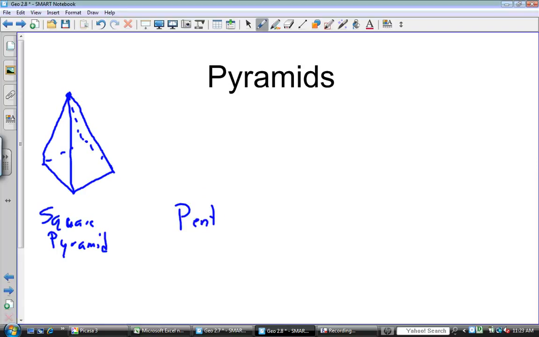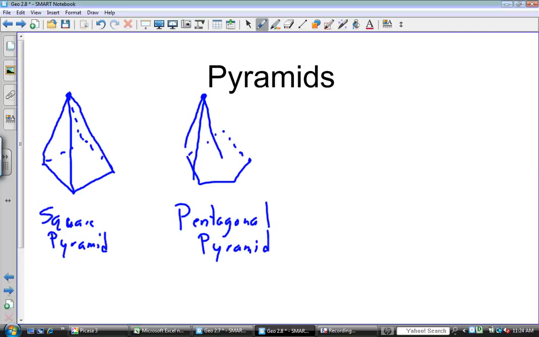Pentagonal pyramid. You have a pentagon on bottom. Let's start with those two sides. Come up to that point. Oops, that last. I'll redo the whole thing again. So this one will be dotted. Now look at this one.